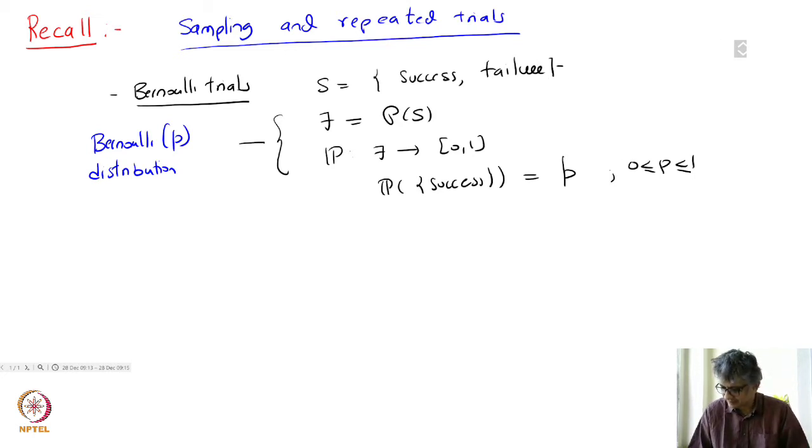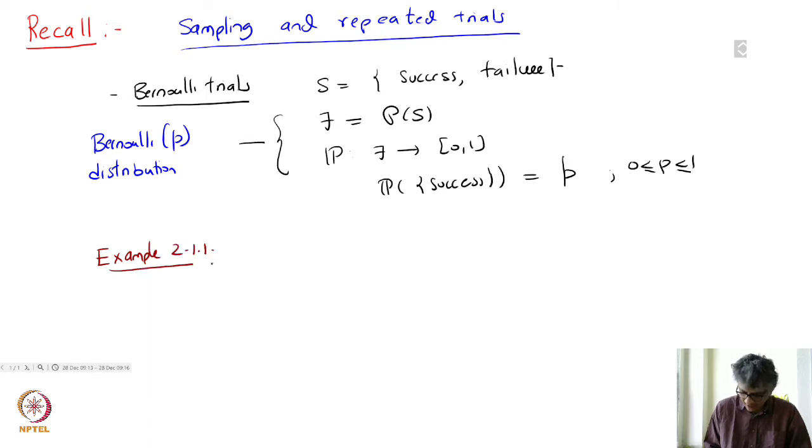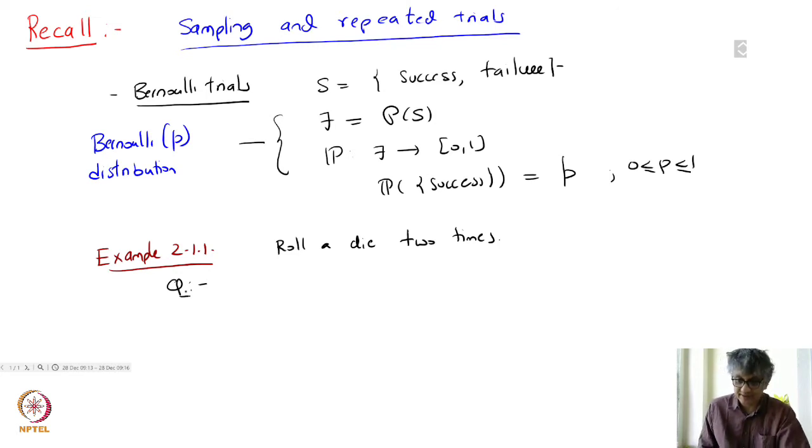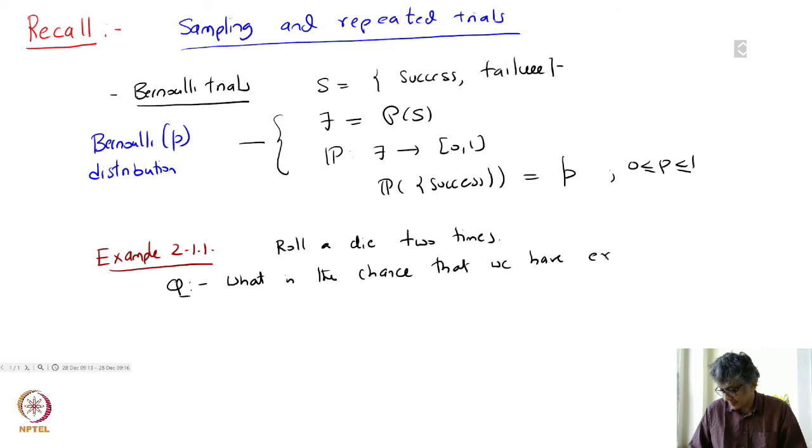So I had done this example which I called 2.1.1. Here we roll a die 2 times. And the question I asked you was a little different. I asked you, what's the chance that we have exactly one 6 in 2 rolls?